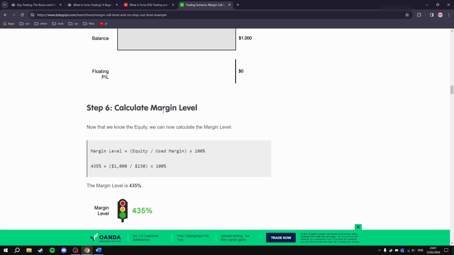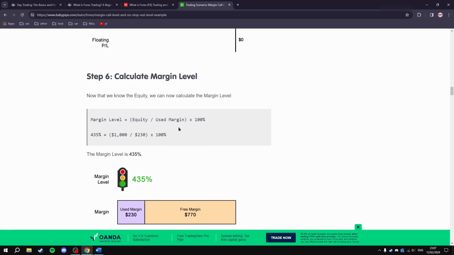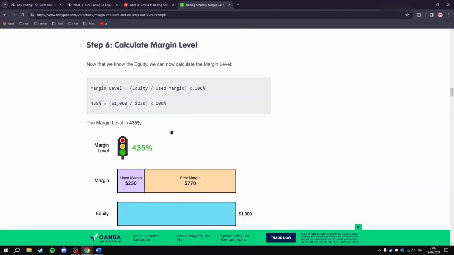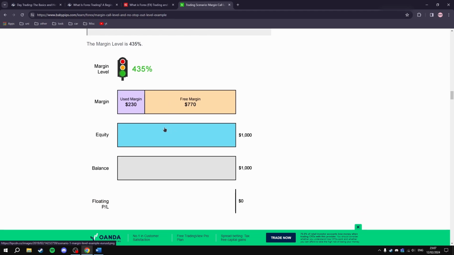Step 6. Calculate margin level. Now that we know the equity, we can calculate the margin level. Margin level is calculated using equity divided by used margin times 100%. So equity is 1,000, divided by used margin 230, times 100%. That gives you 435%. The margin level is 435%. So all good.